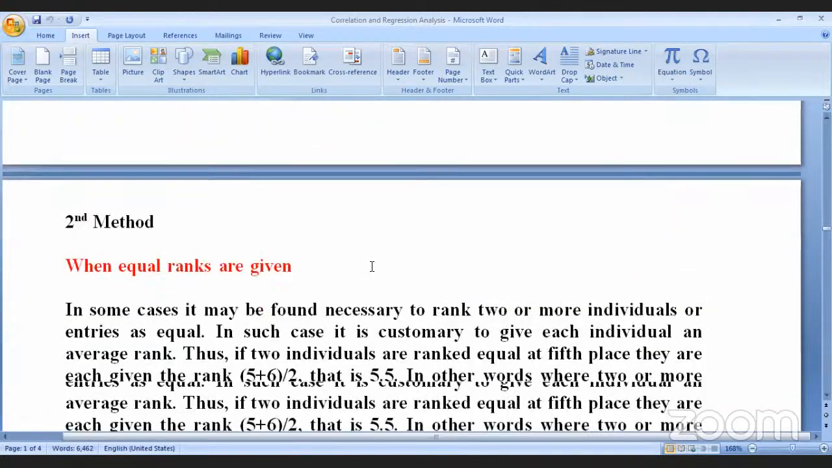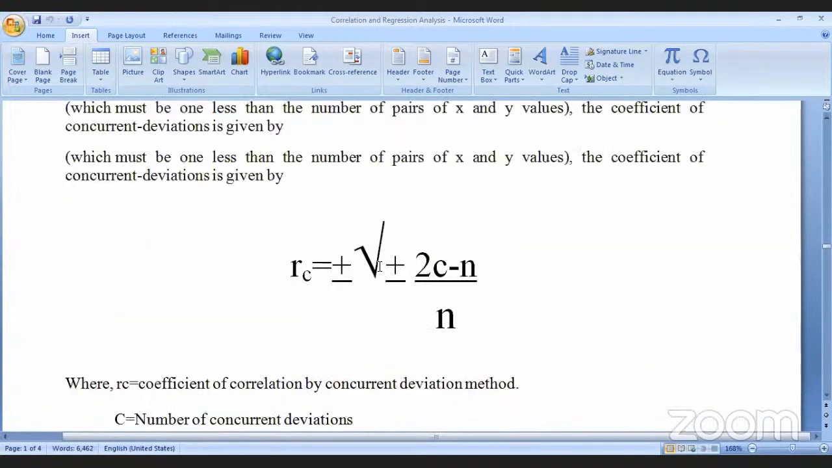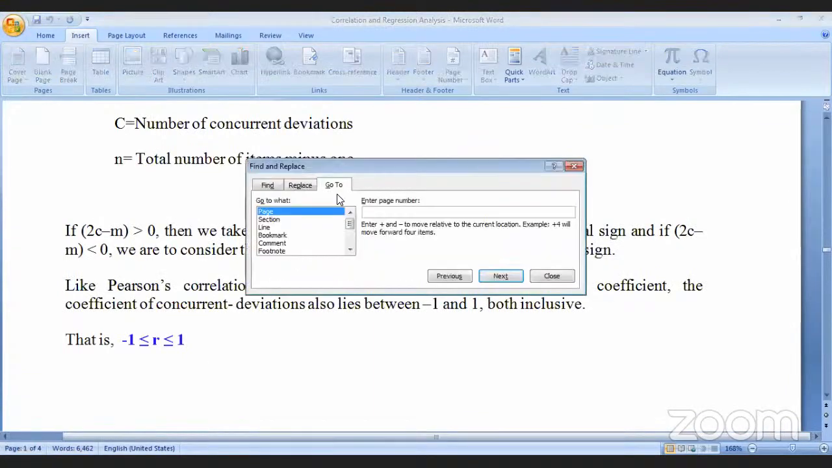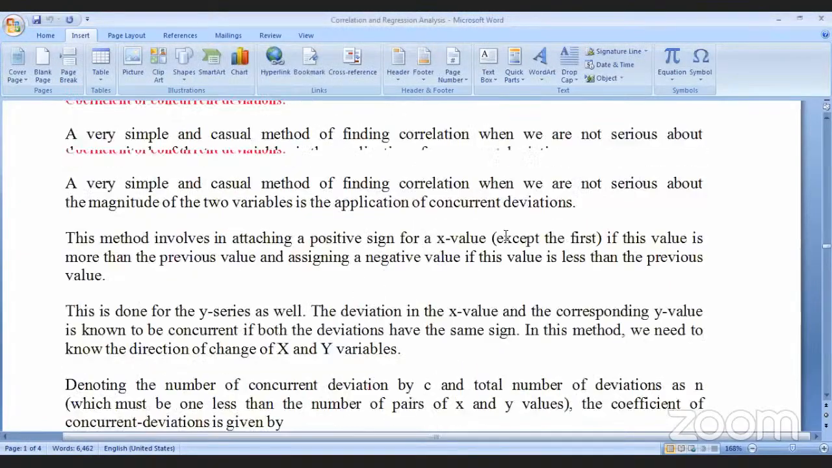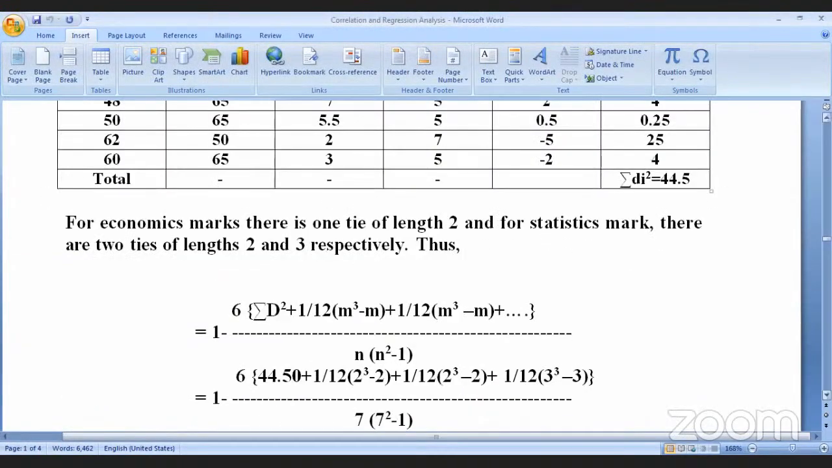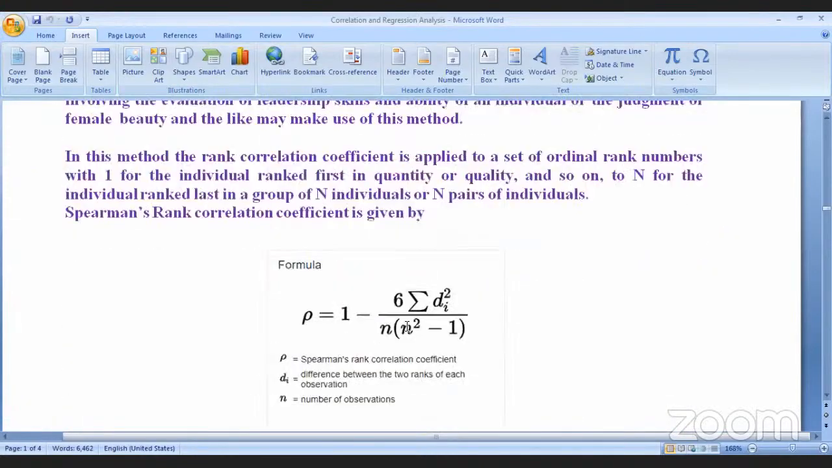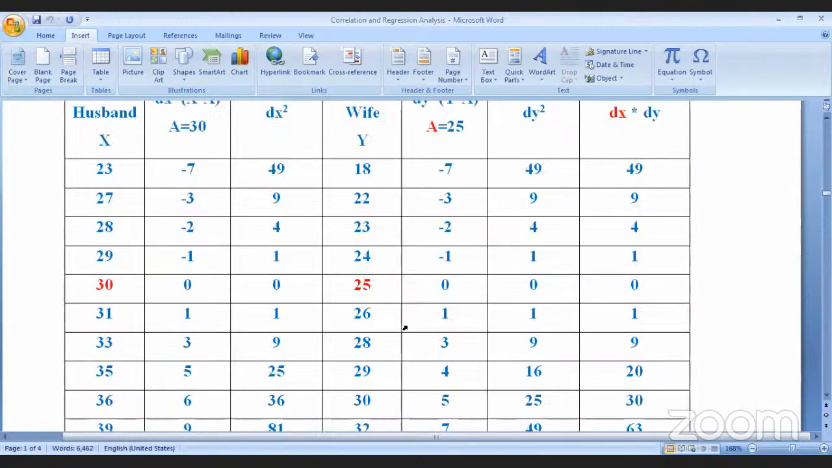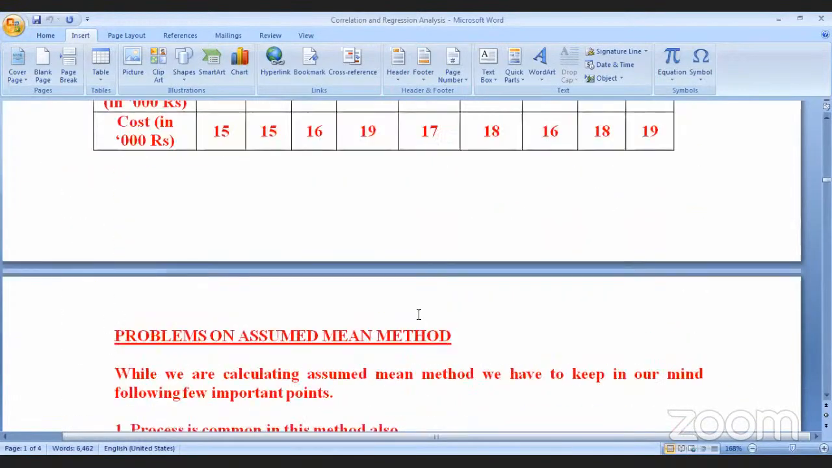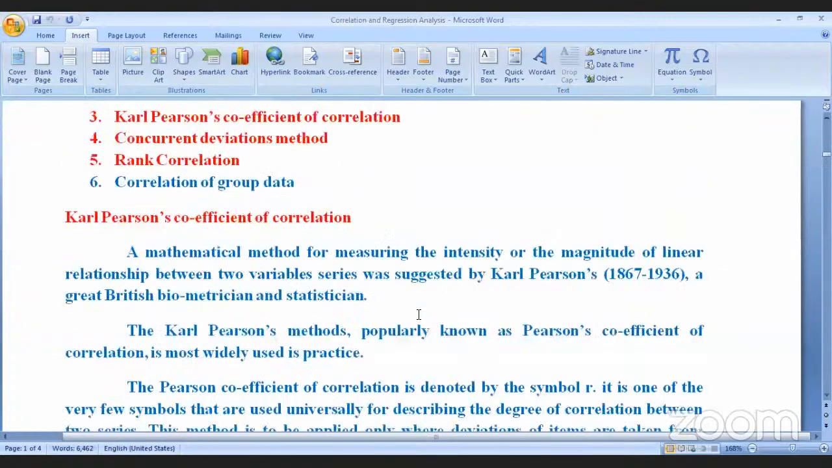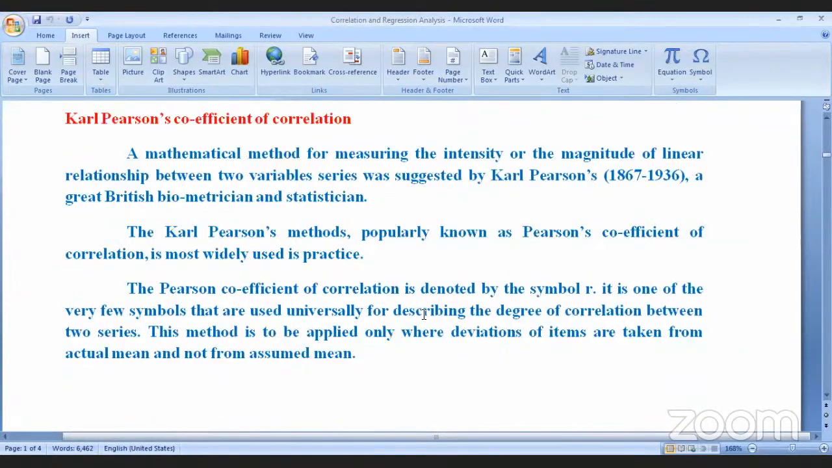Yes, the problem is there. Yes, all the methods are there here. So we will start the problematic part. Yes. So here, Karl Pearson coefficient of correlation. Just to go through this, I will join in 1 minute.